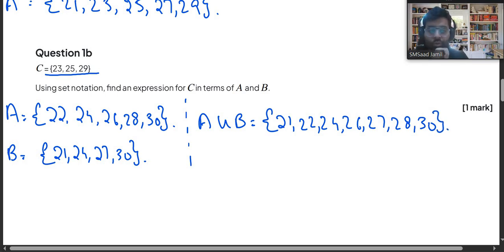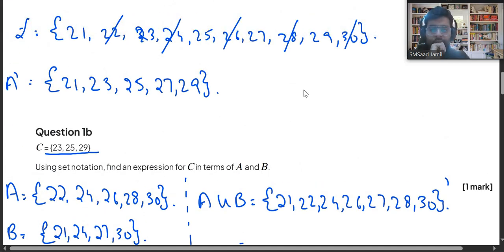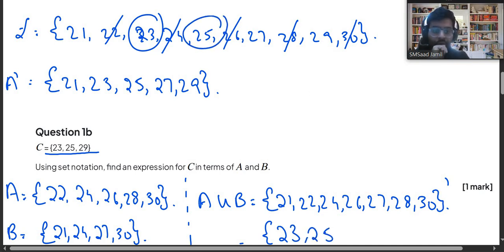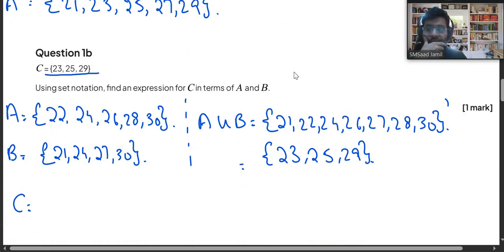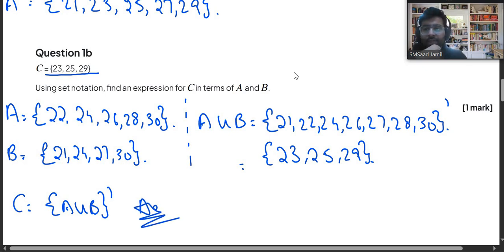And now if I do the complement of this, alright, so how many elements were there in the universal set? 21, 22. In the universal set I still have 23, 24, then I still have 25, 26, 27, 28 and 30, and I still have 29 in the universal set. It means that C is actually A union B complement. So this is our answer for C in terms of A and B.